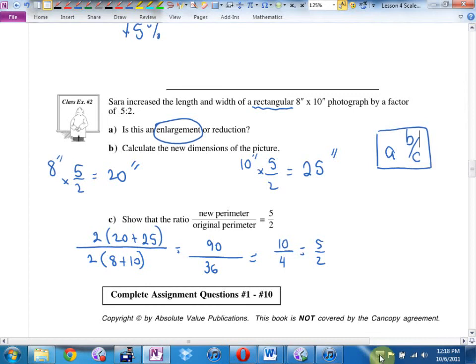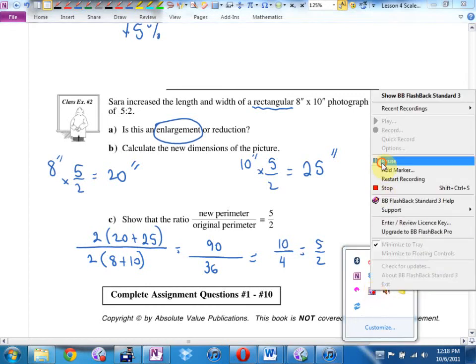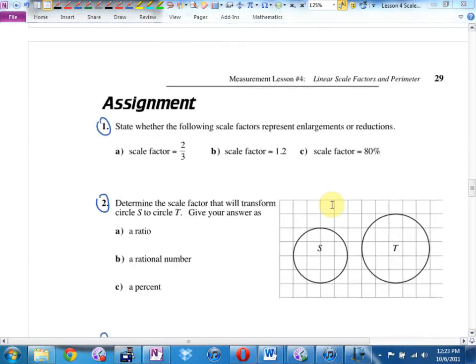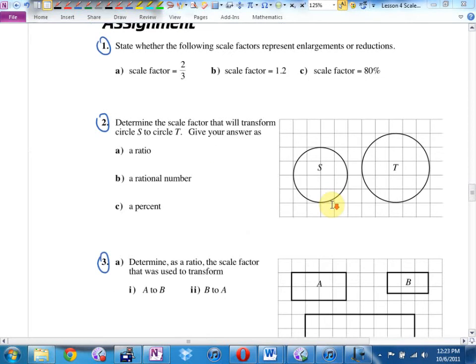Continue. Homework! Turn to page 29, please. I already assigned 1, 2, and 3. Let's quickly talk about them so I can explain them a little bit better.